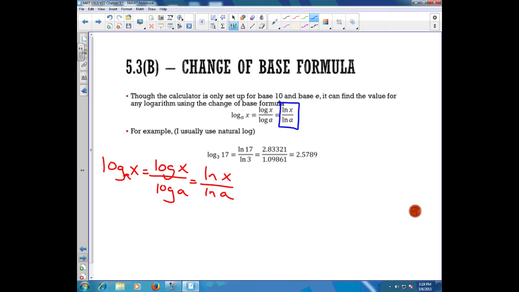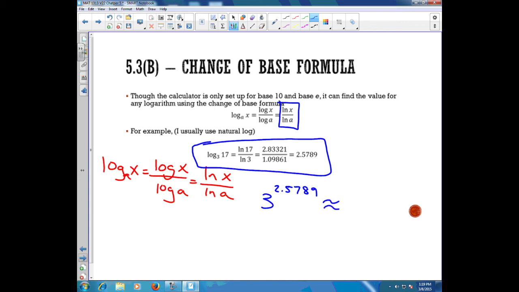So if we want to find log base 3 of 17, right, what power do you raise 3 to get 17? Well, you can't just do that in your head. You need a calculator. And so to do that, you would find the log of 17 and the log of 3, and then just divide the two. If you then went back to your calculator and did 3 to the 2.5789 power, you're going to find that it should be about 17, barring any rounding issues that you have.